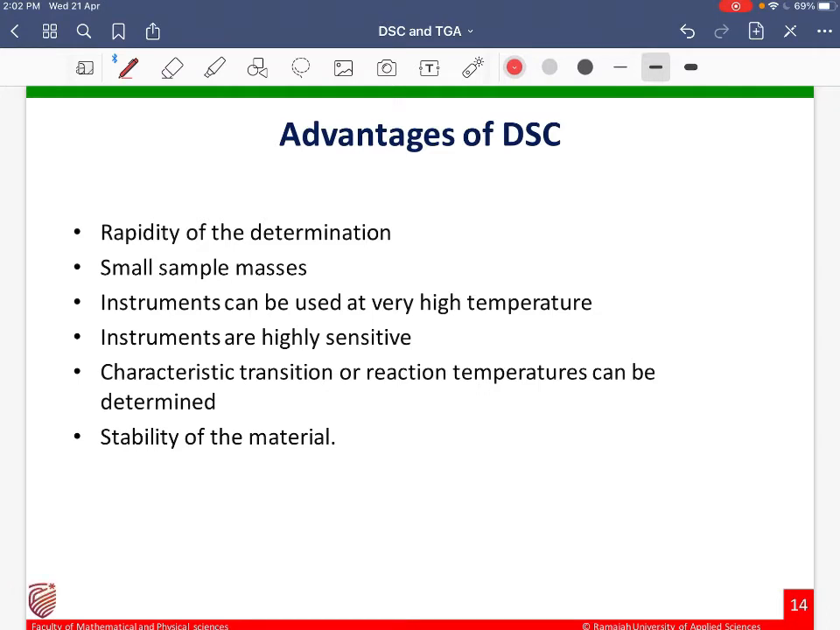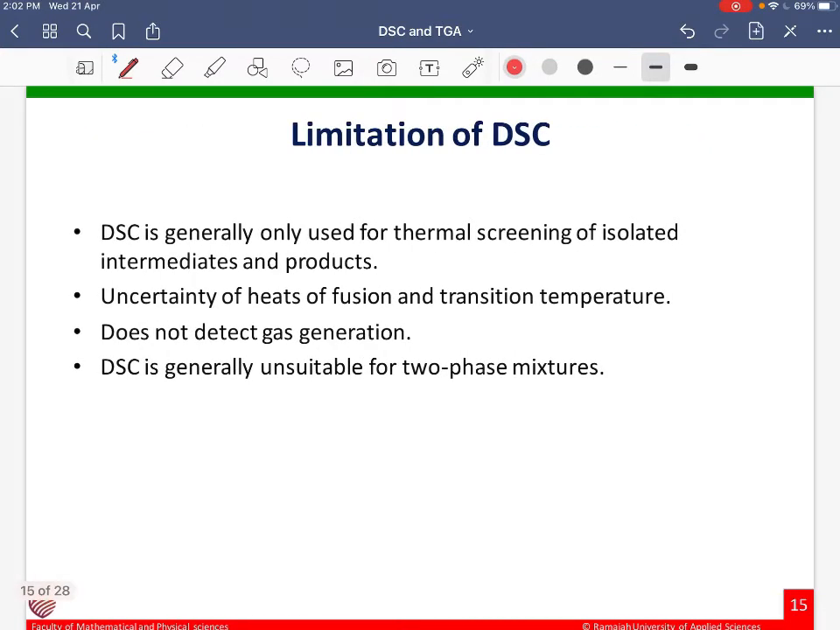Advantages of DSC: we can rapidly measure the thermal characteristics. Small sample masses, only milligram level of sample is required. The instrument can be used at very high temperature, but we have to make sure that at that temperature the sample we are going to test is not degrading. That is very, very important. Instruments are highly sensitive. Characteristic transition or reaction temperatures can be determined. And the stability of the material also can be measured using differential scanning calorimetry.